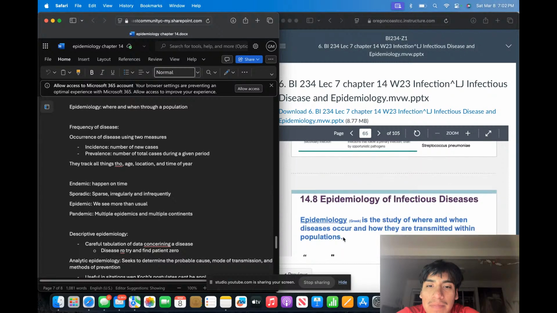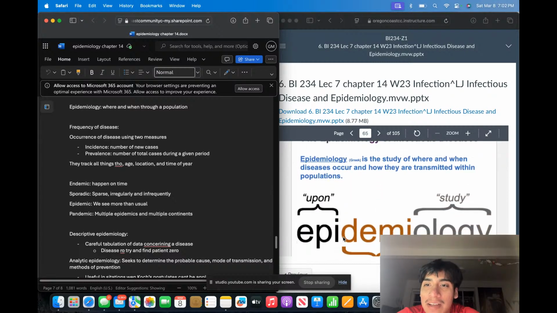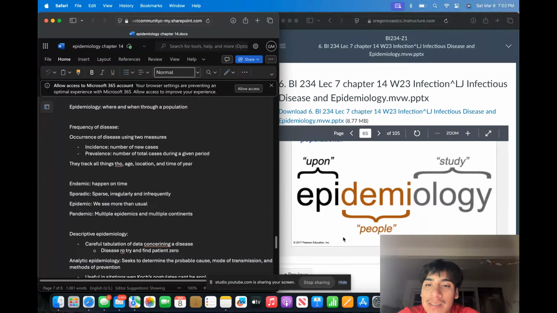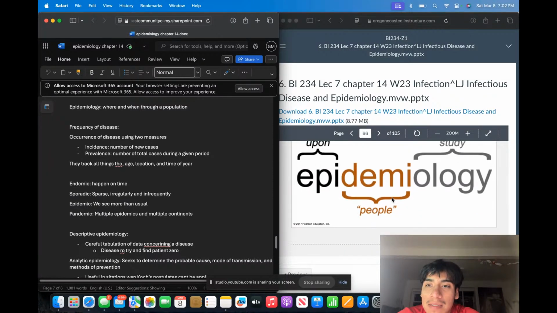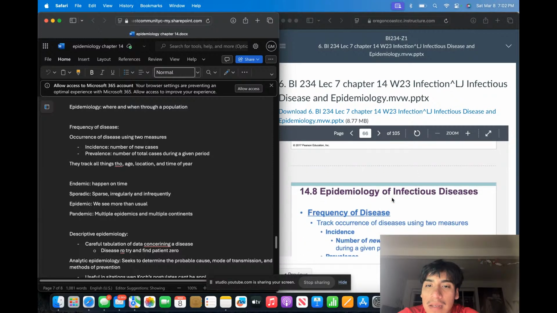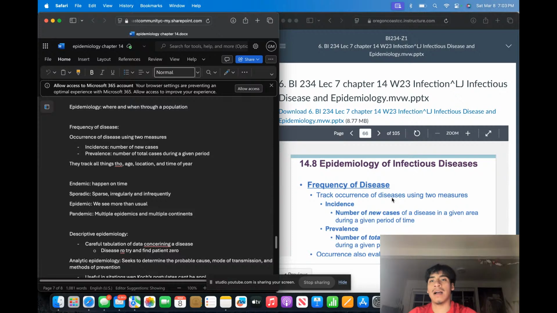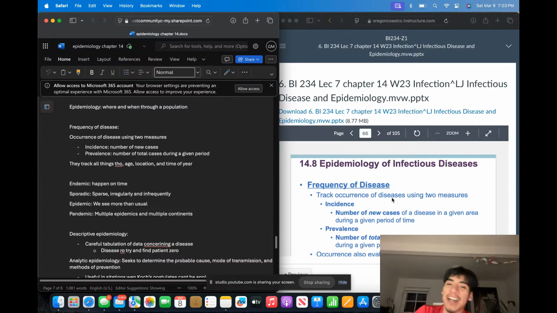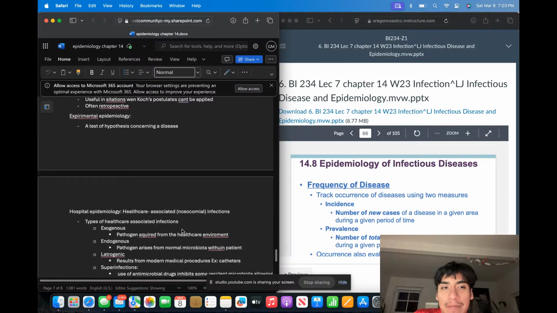Epidemiology is the study of where and when diseases occur and how they are transmitted within a population. Epidemiology of infectious disease. I keep reading that out, even though it's the same on each side. Frequency of disease. So this is when we're back on track for reading relevant stuff.